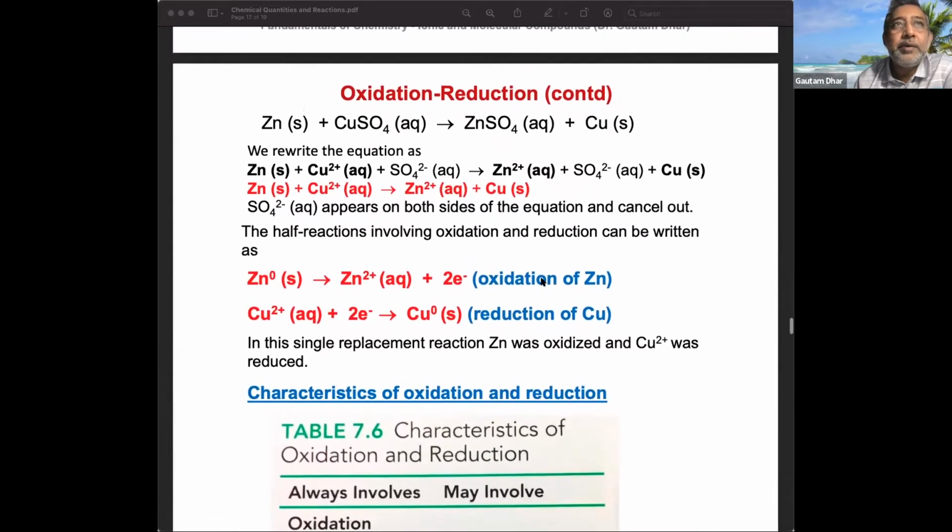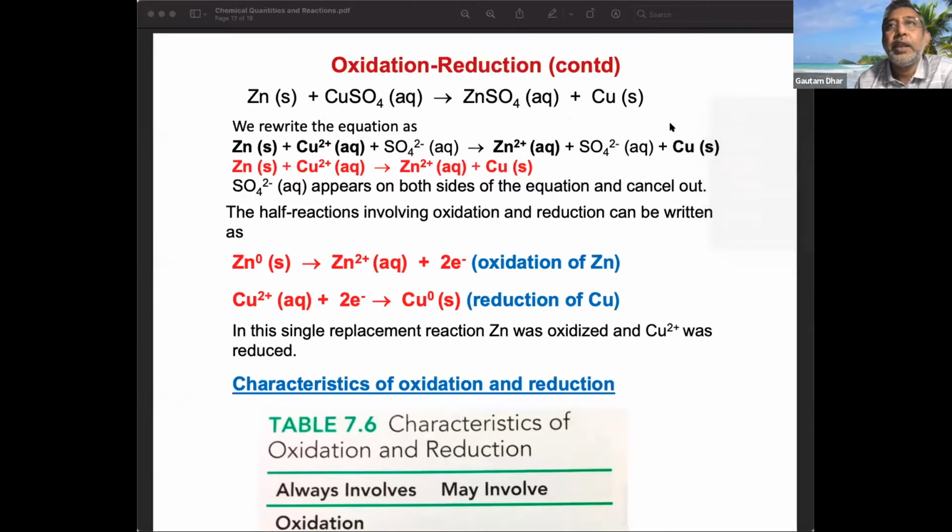Now, this is another example. Zinc plus copper sulfate to give zinc sulfate plus copper. Now, if you rewrite the equation, you have zinc 0, copper 2 plus, copper sulfate is copper 2 plus aqueous, and sulfate, SO4 2 minus, to give zinc 2 plus and sulfate 2 minus. Now sulfate is common, right? So you can basically cancel out the sulfates.